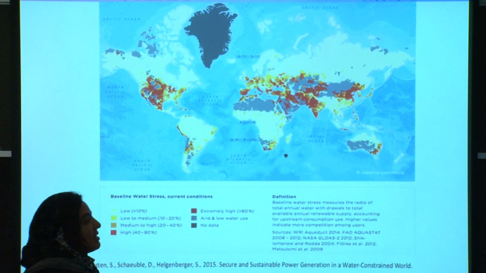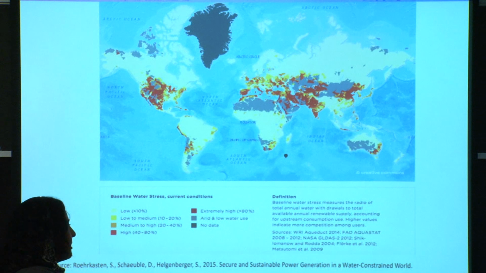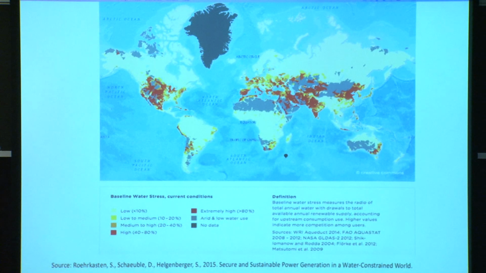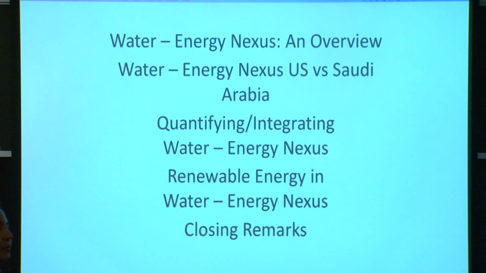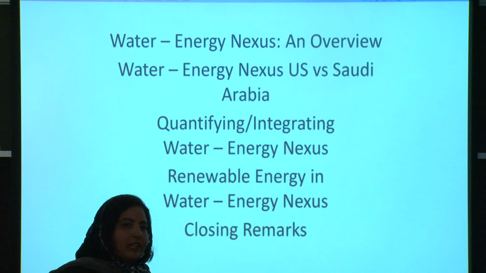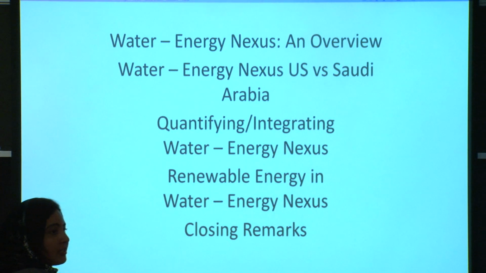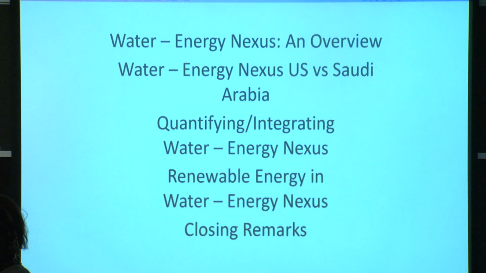This is a map that shows the water-scarce areas around the world. And looking at Saudi Arabia, it's very clear that we are a very water-scarce land around the globe. The level of scarcity is even extremely high, over 80%. So how are we going to produce our energy while being one of the most water-scarce lands in the world?